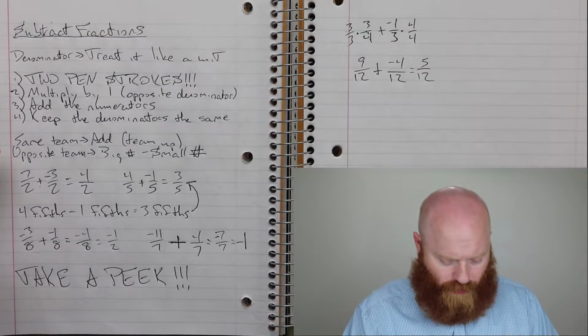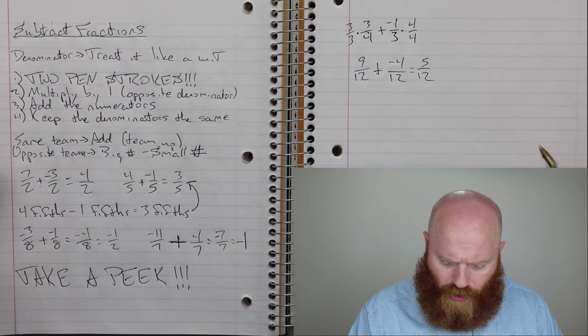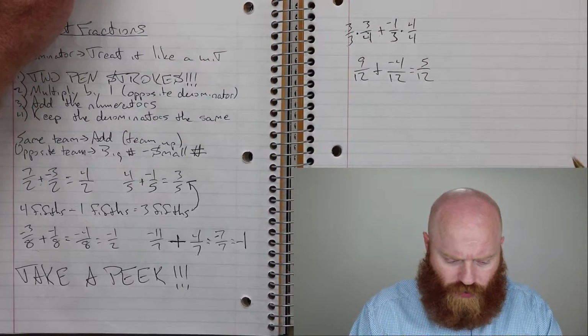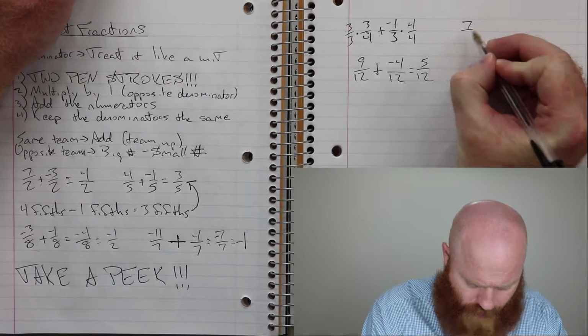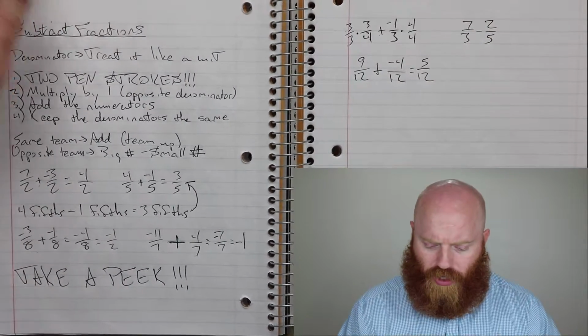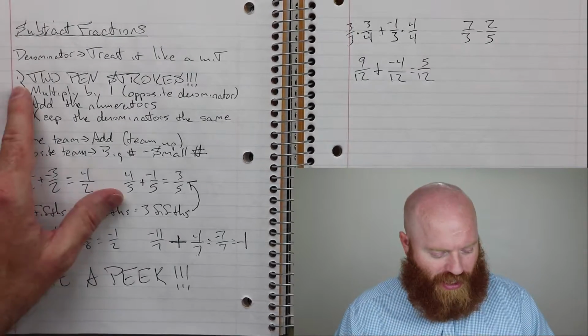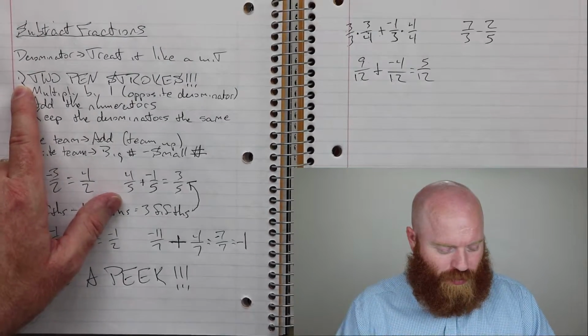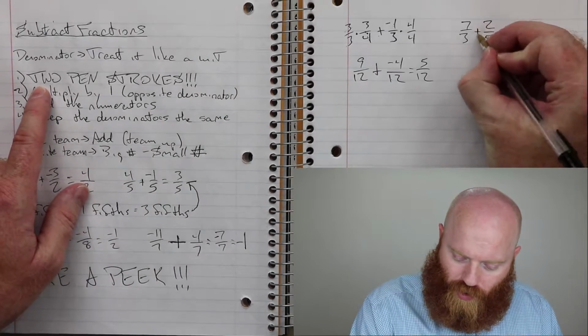Okay, well, what if you got, guess what? I don't care what you got. How about 7/3 minus 2/5? Well, this time I'm not going to make the mistake. I'm going to go straight to the rules, straight to the steps. 2 pen strokes. 1, 2.